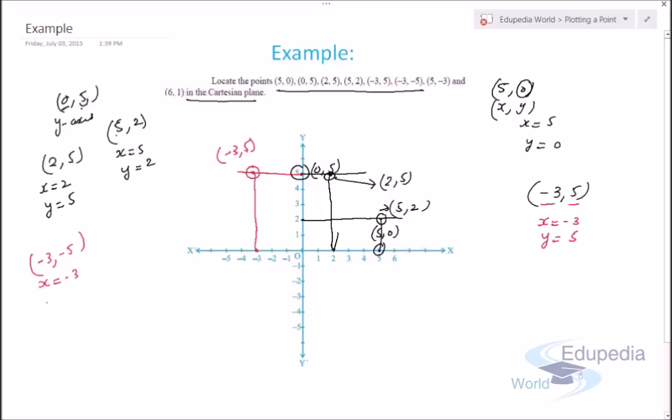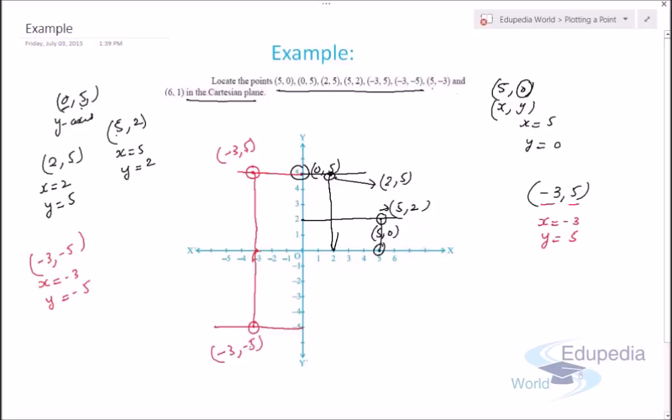So clearly we'll draw x as minus 3, y as minus 5. So we'll draw a line like this from minus 5, and from minus 3 we'll draw a line like this. Again the point where they intersect is a point. So this point is minus 3 and minus 5.